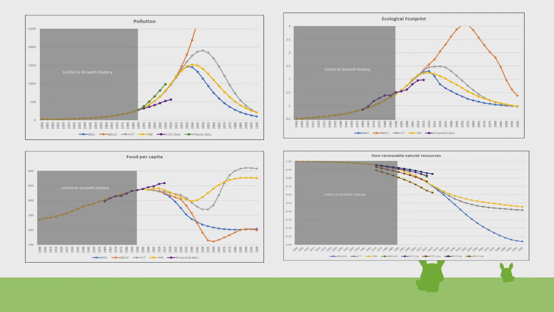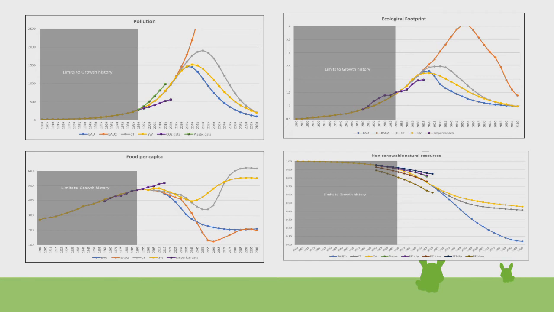These 4 graphs show how the Earth is handling growth, pollution, ecological footprint, food per capita, and renewable resources. We're doing okay on producing food and conserving natural resources when compared to the original simulation. There's also a pollution and ecological footprint graph here.